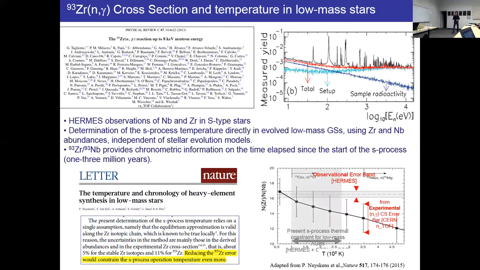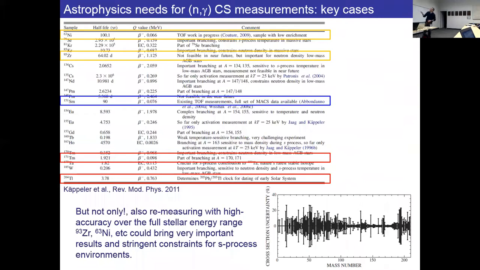So the point I want to make here is that these are nice measurements because you can get very useful information on the thermal conditions of the AGB stars. But on the other side, there is still room for improvement, mainly if we manage to treat this background level in a better way than we have done so far. And like this, there are many cases. We have here 20 branching point nuclei that have not been measured so far because of this neutron-induced background.